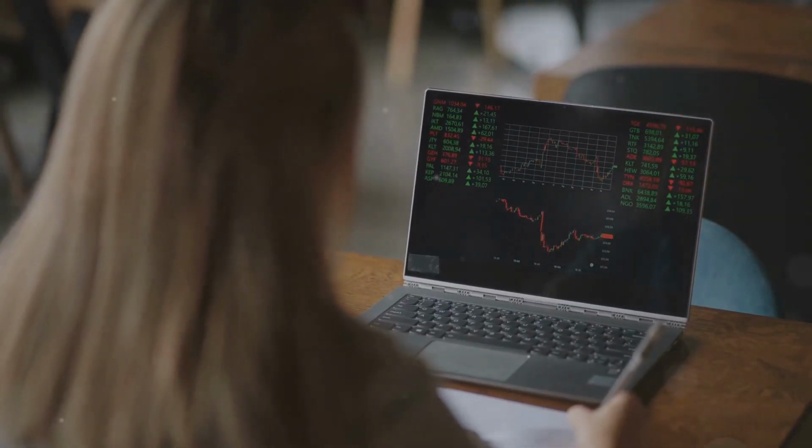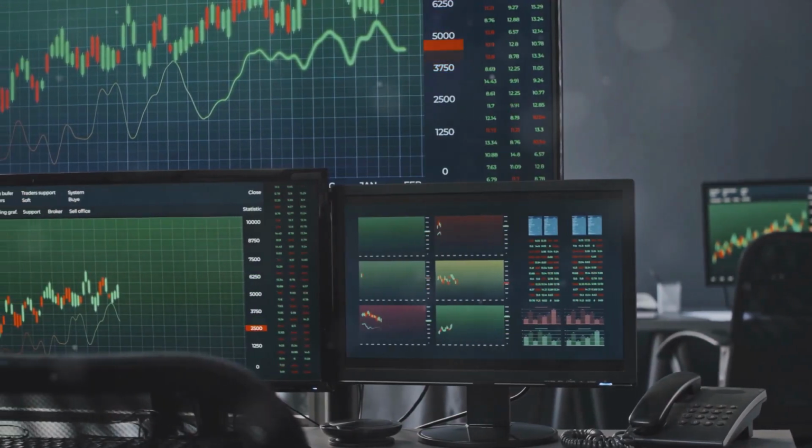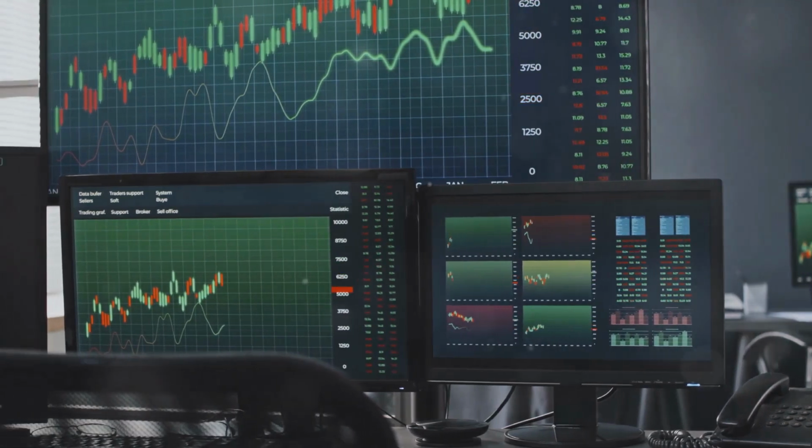Let's further our knowledge in real estate. Today our title is How to Evaluate a Property: Key Factors and Market Analysis.